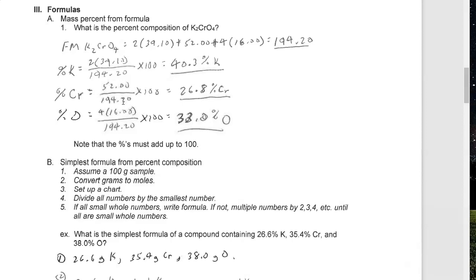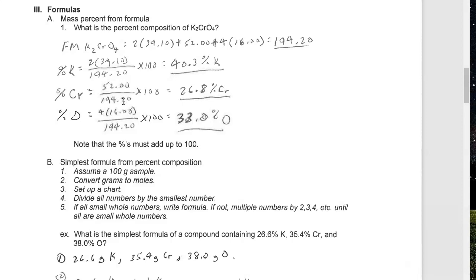Make sense? All right, what if you were asked, what's the percent chromium in this compound? Well, how much chromium do I have there? Well, I got 1 chromium at 52. The whole thing weighs 194.20 times 100, so it's 26.8% by mass chromium. And of course, oxygen, 4 times 16, that's my oxygen, over 194.20 times 100. And so therefore, 33.0% by mass oxygen. All right, and that's how you do it.